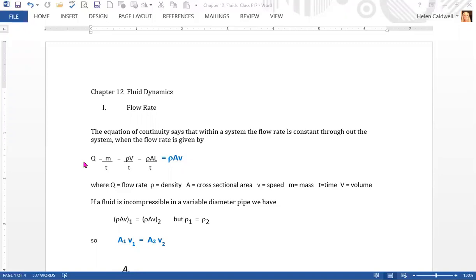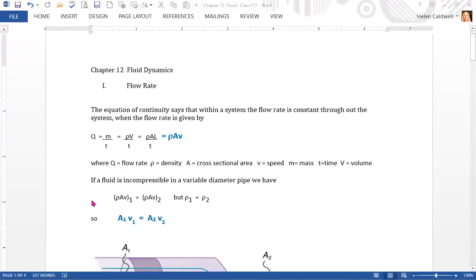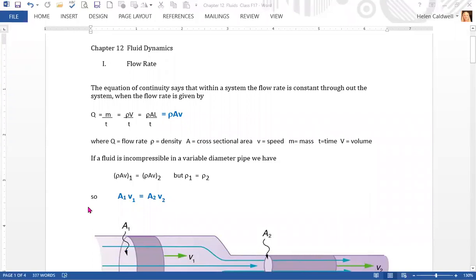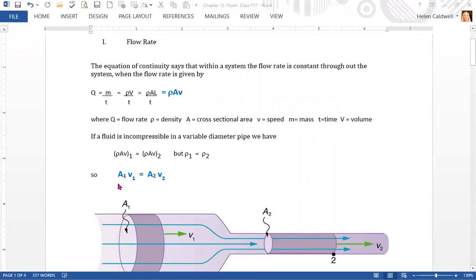So what we end up with is that rho A V is the same throughout a fluid, even if you change the diameter. So rho 1 A1 V1 is going to be rho 2 A2 V2 if you've got a pipe of variable diameter. But suppose that we let our densities be the same number. Maybe your fluid is incompressible enough that it maintains some integrity. So the densities would cancel out and we'd be left with A1 V1 equals A2 V2.